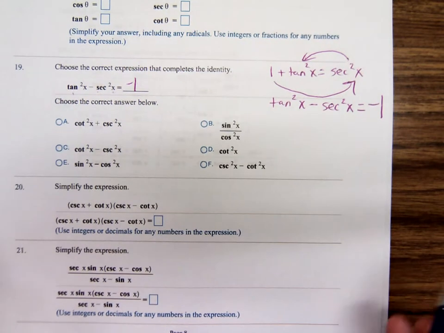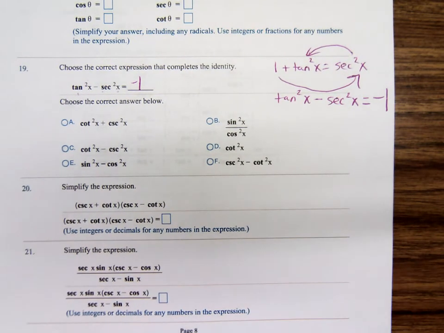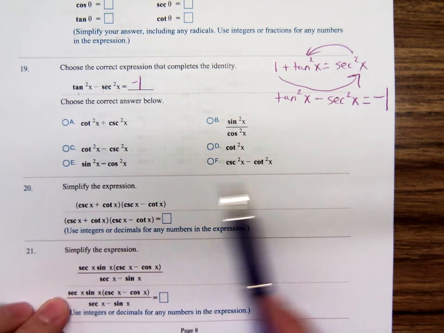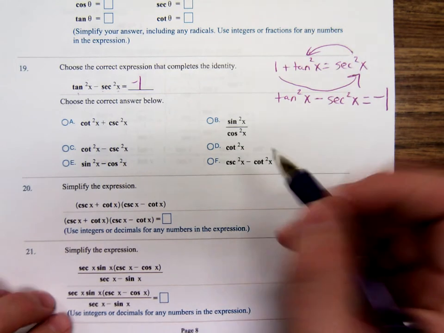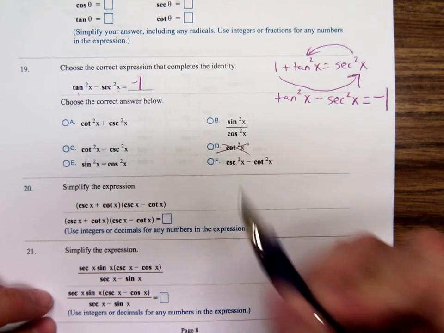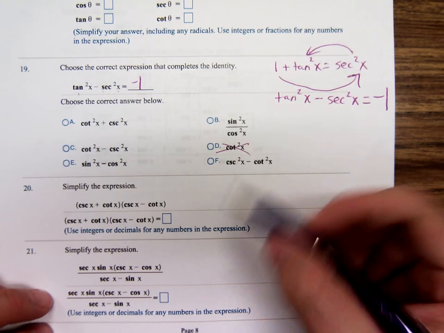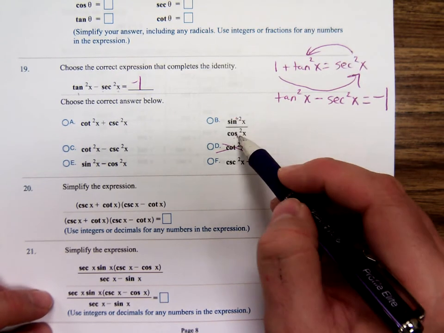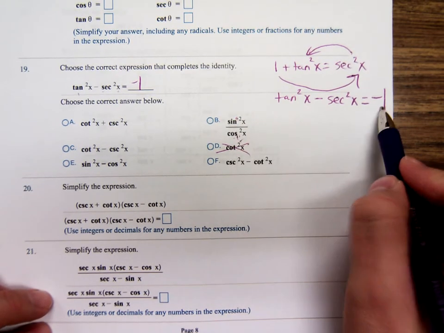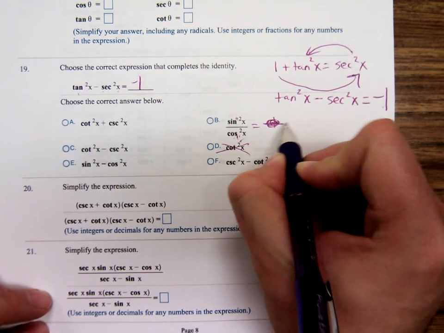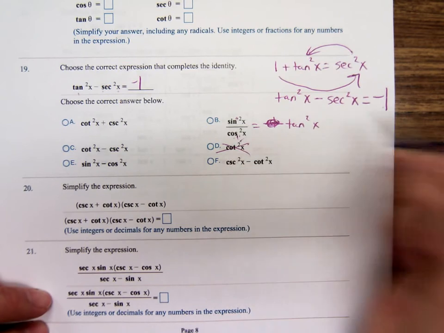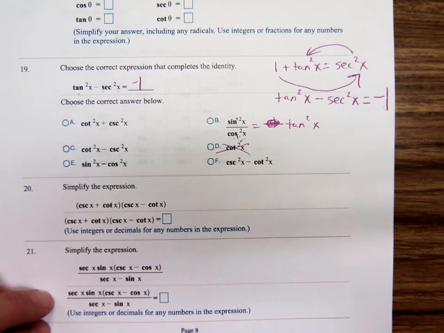So it's up to you to figure out which one of these equals negative 1. Okay, it wouldn't be D. That's just a single trig function. What about sine squared x over cosine squared x? Does that equal negative 1? Well, no, that equals tangent squared x. So you have to go through and figure out which one of these equals negative 1.